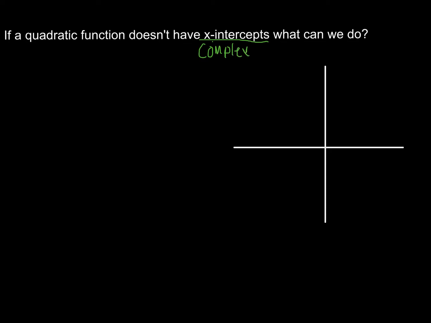Alright, well, what can we do? Let's first envision what this type of function will look like. There's a couple of possibilities, right? It could open upwards and be above the x-axis, or it could open downwards and be below the x-axis. And so what I'm doing is I'm representing the examples of functions with complex roots in green, and then we'll talk about the different transformations that we could do that would allow them to have real roots. So the first and most obvious one is that I can translate the function.